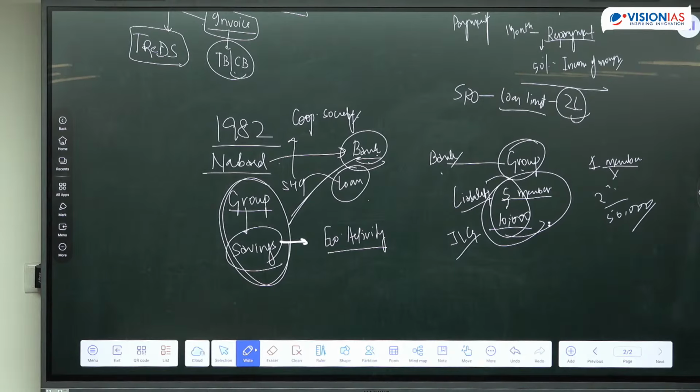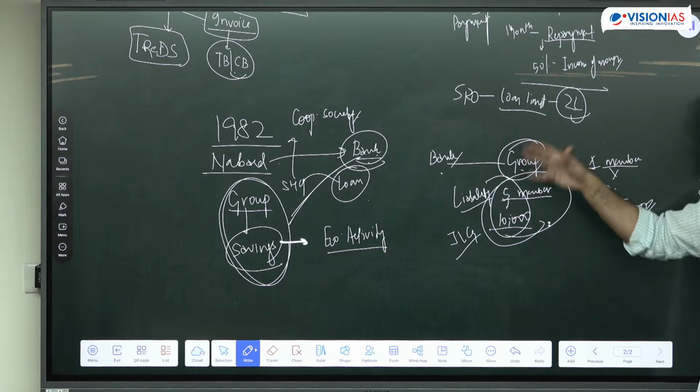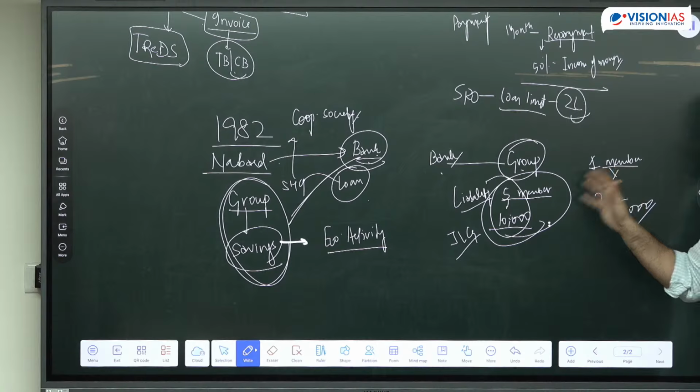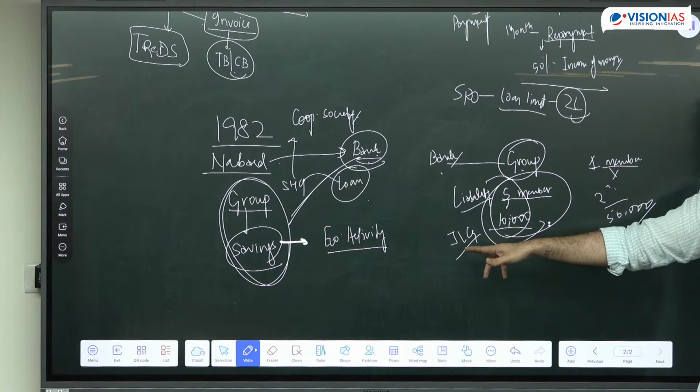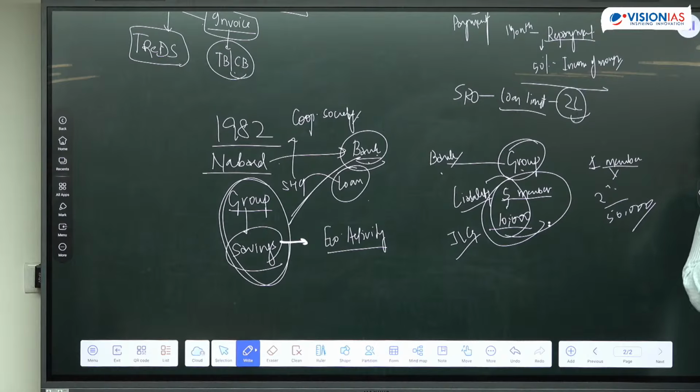That means you have two responsibilities here. You have individual responsibility of your loan and you have a group responsibility of the entire loan also. This is what is called a joint lending group, so that the responsibility or the liability is completely on the group, and on the individual also.